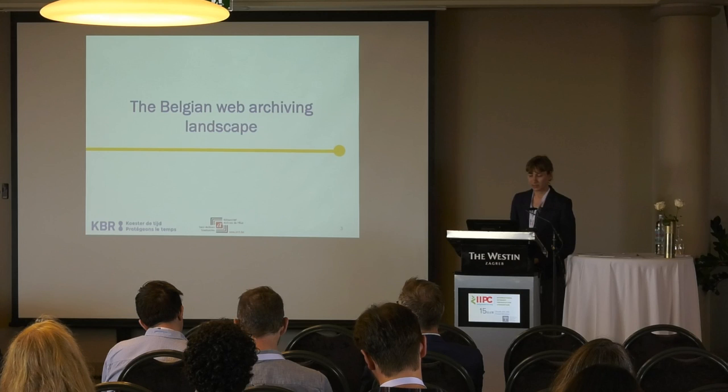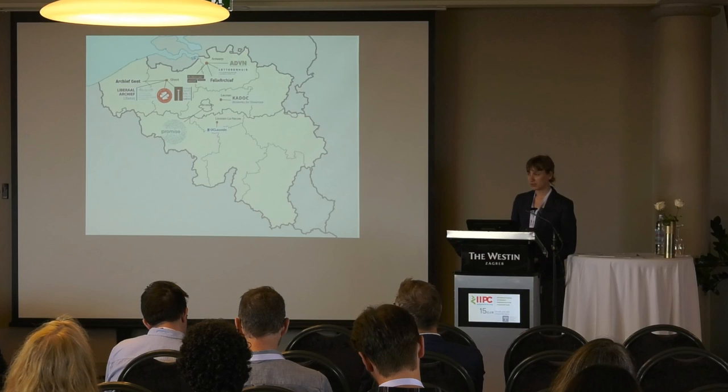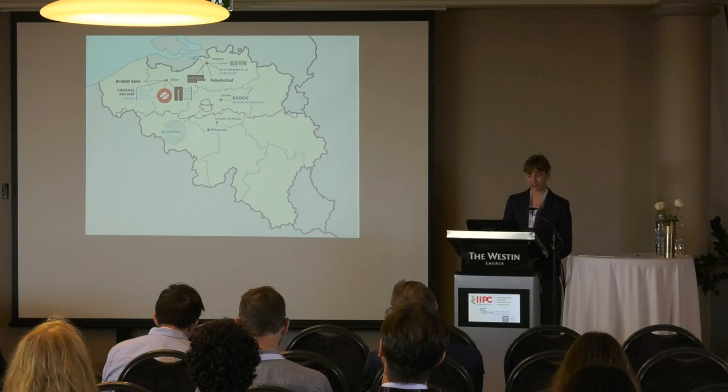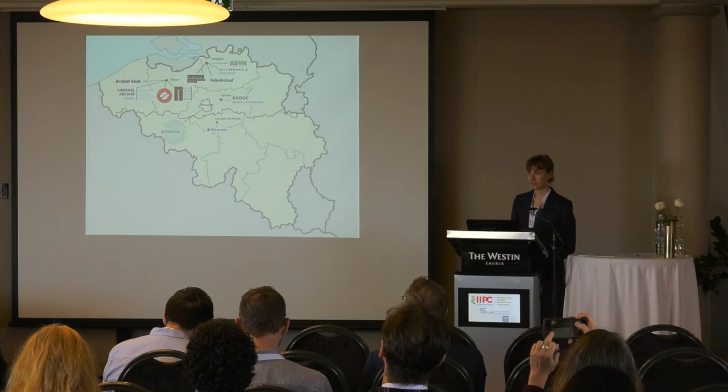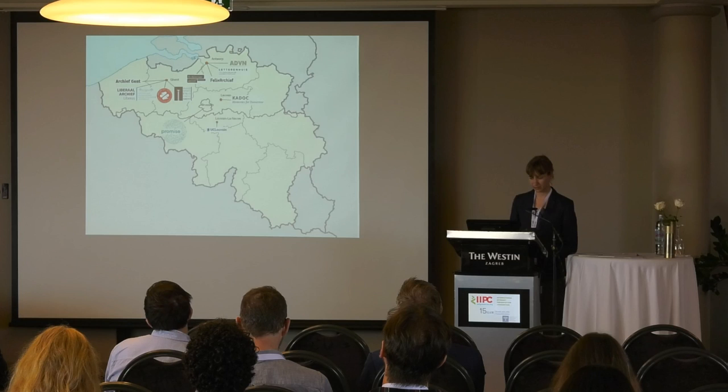However, if you look at the Belgian web archiving landscape, there are two terms that kind of identify it, namely fragmentation and small scope. This is a geographical representation of all the small web archiving initiatives we were able to identify so far. As you can see, it's very fragmented, and we really need a national strategy because most of these archives focus on local themes or on very specific social movements. So we're missing out on a lot of content.